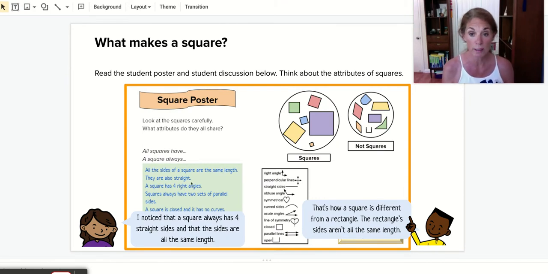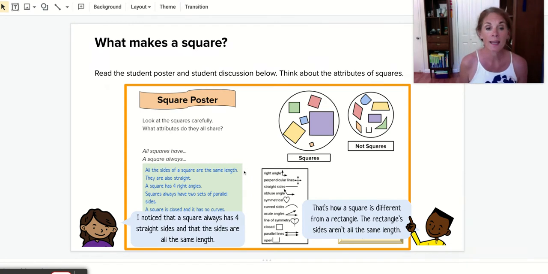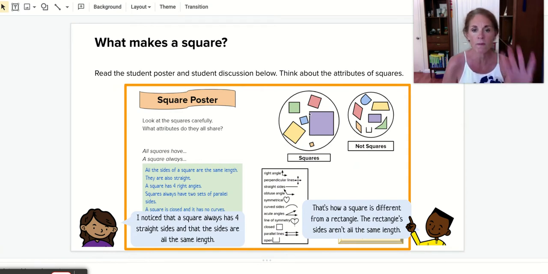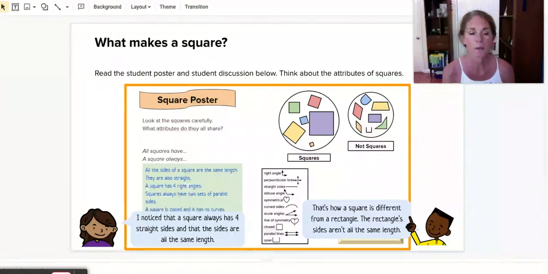They have to have straight sides. They have to have right angles. So their angles, do you see how this angle is the same, and the same? They have to have four of the same angles. They have parallel sides on both sides, two sets, and there are no curves. So you can look at these and see why.